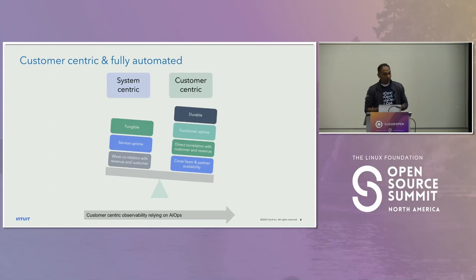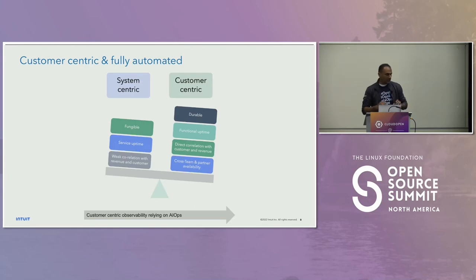And with customer-centric observability, we are able to have a direct correlation between an issue in the infrastructure and the impact on the customer. How many customers, what region, what kind of device? We are able to answer those questions. So that, in a nutshell, is what customer-centric observability means.